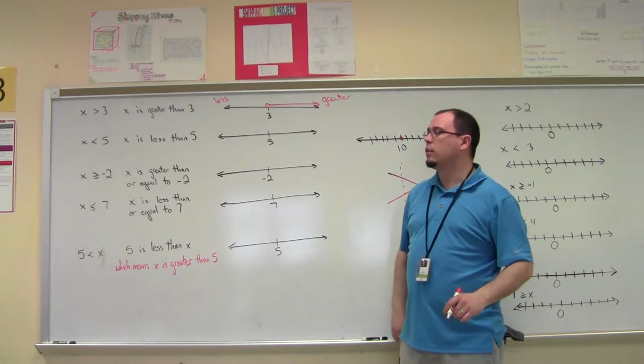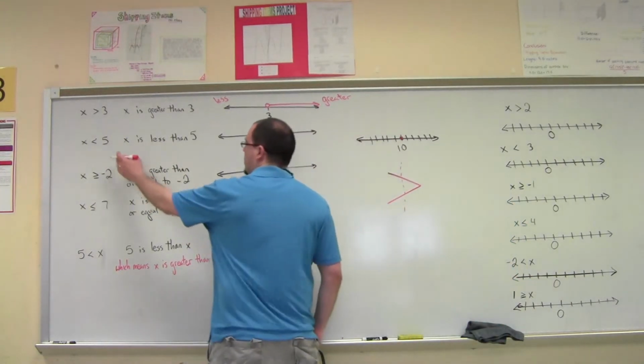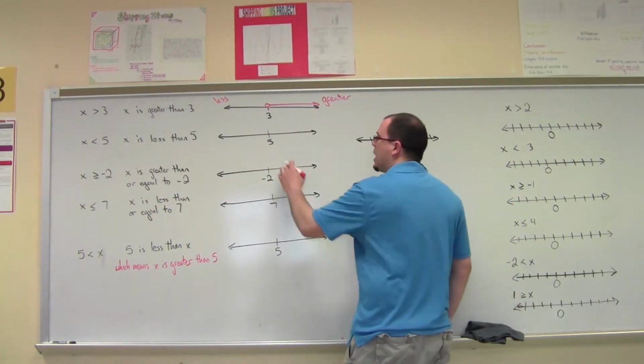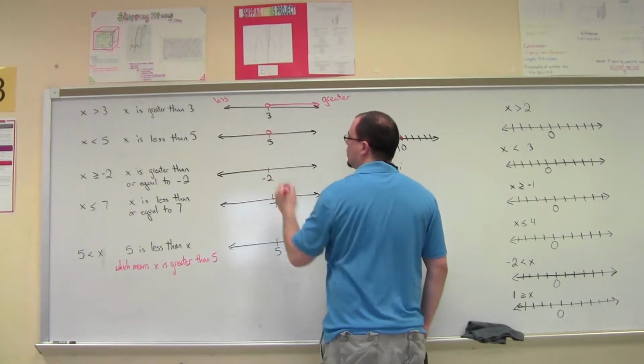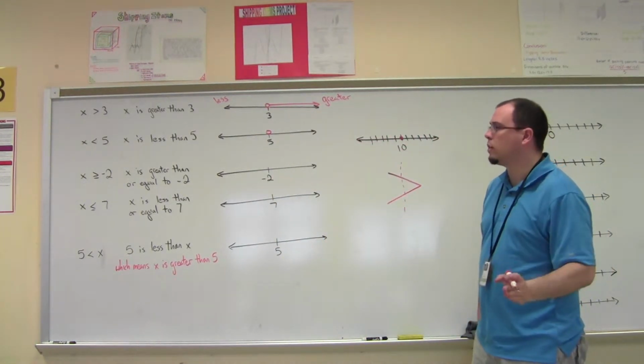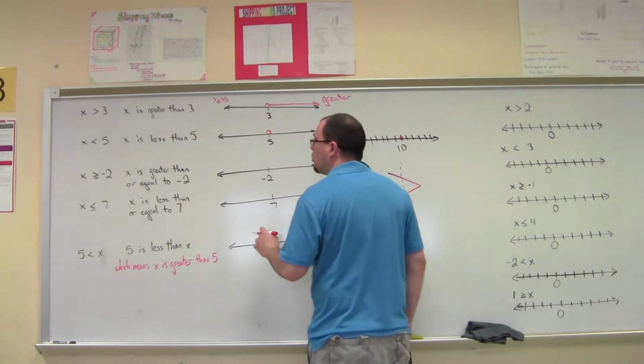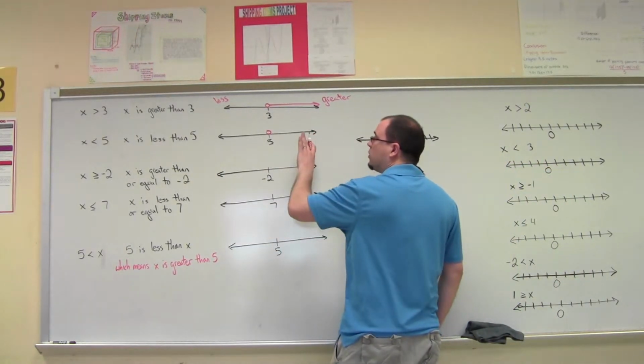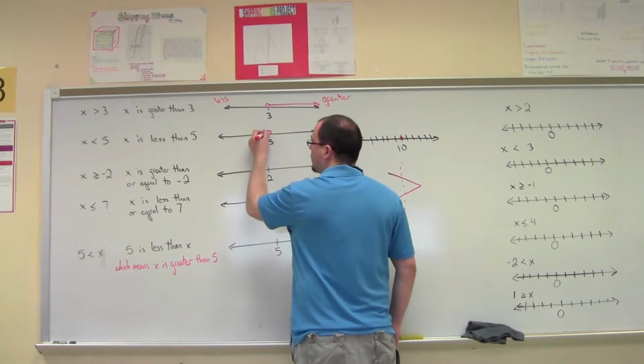We're going to do the same thing for less than. So this says x is less than 5. So we're going to go to the 5. We're going to put an open circle, because it doesn't equal 5, it's just that 5's the border. And now what we're going to do, x is less than 5, so because it's less than, we're going to go to the left.